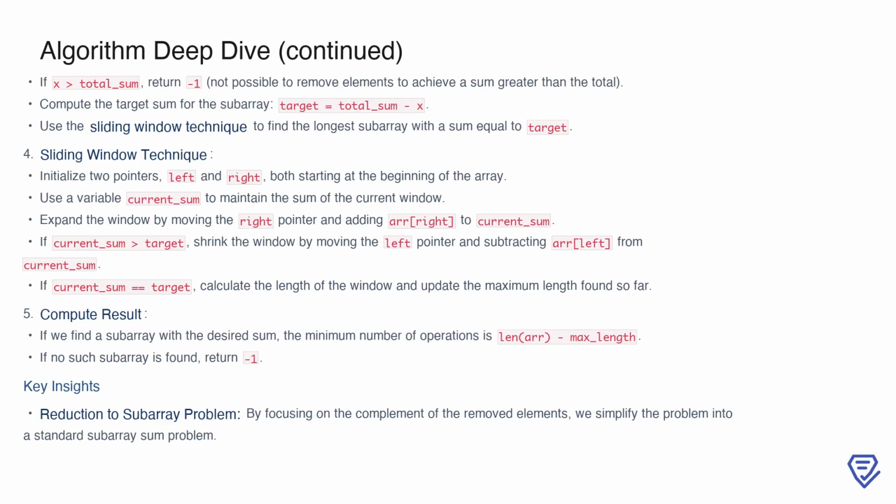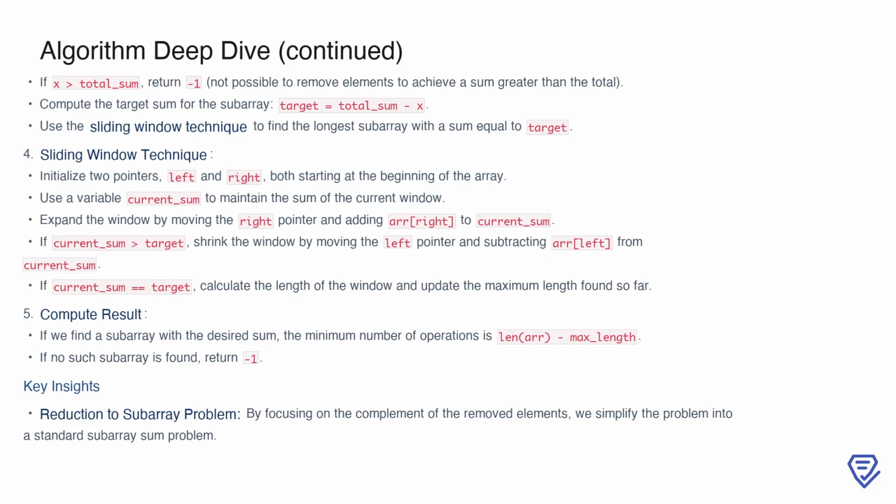Once we've calculated the total sum of the array, the next step is to check if it's even possible to achieve the target. If X is greater than the total sum, we can immediately return -1, as there's no way to remove elements to achieve a sum that exceeds the total. Otherwise, we compute the target for the subarray as the difference between the total sum and X.